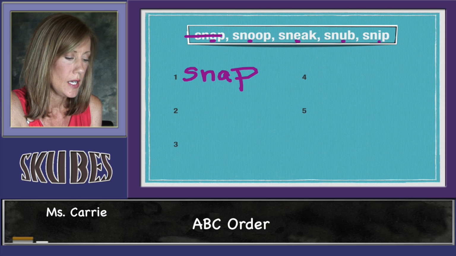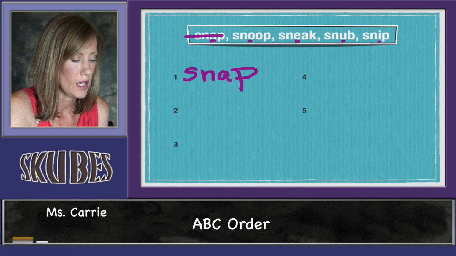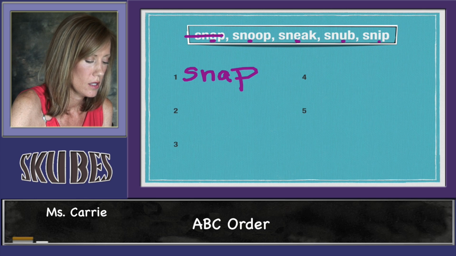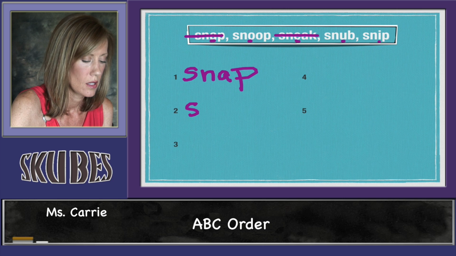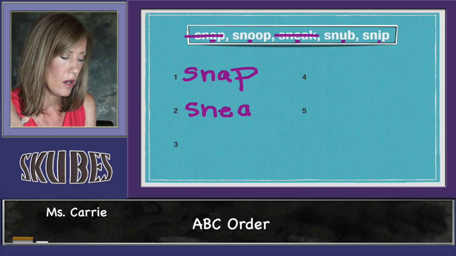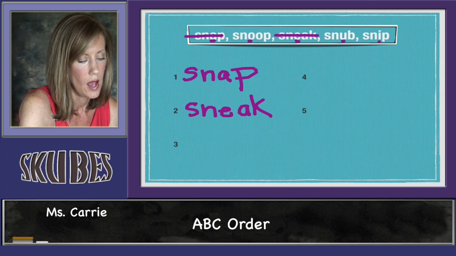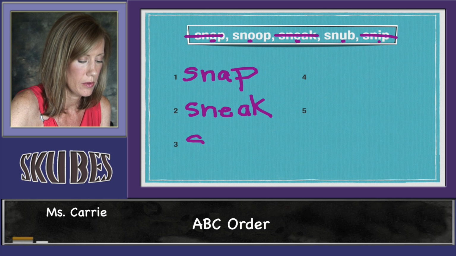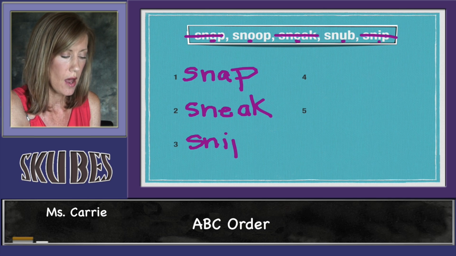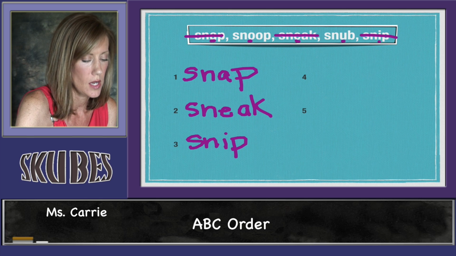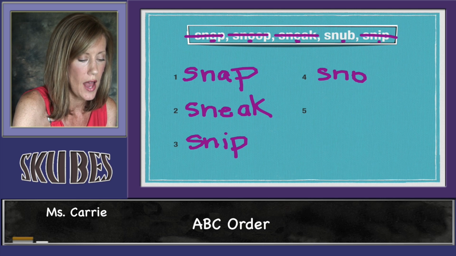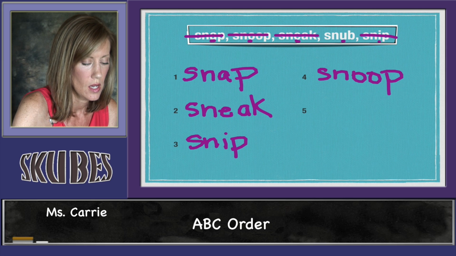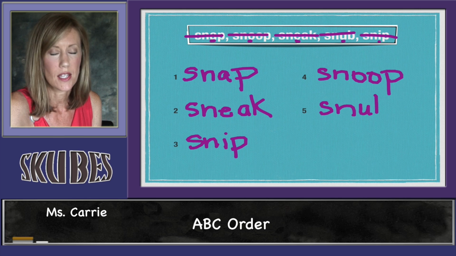Now we're looking at O, E, U, and I. Well, I know E comes next. Sneak. So now I'm looking at O, U, or I. I know that the letter I would come next in the alphabet. So that would be snip. And we have snoop and snub. I know O comes next. So number 4 would be snoop. And our last word would be snub. And that is the end of our lesson on ABC order.